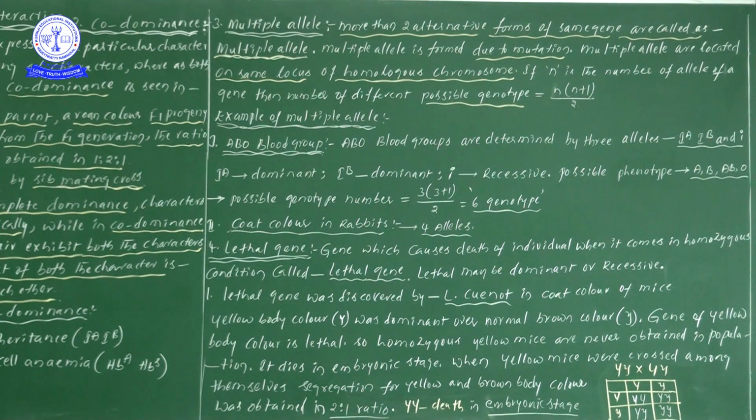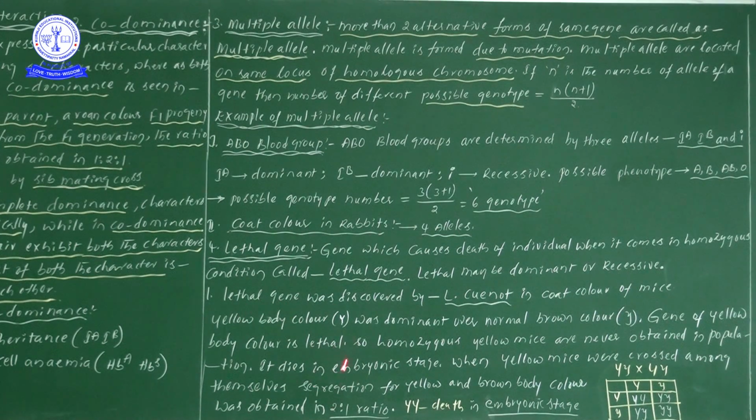So that is important, save it. The lethal gene was discovered by Cuenot, in the coat color of mice. In the coat color of mice, only Cuenot discovered the lethal gene.